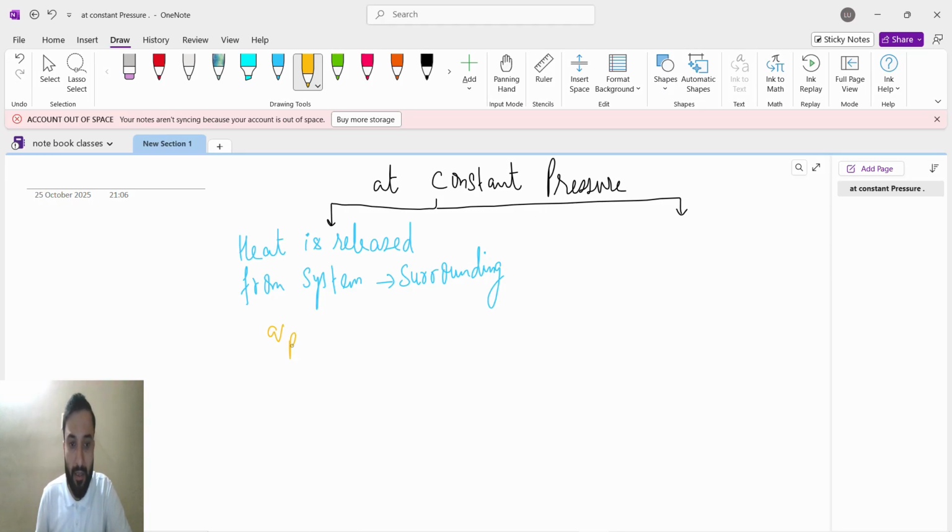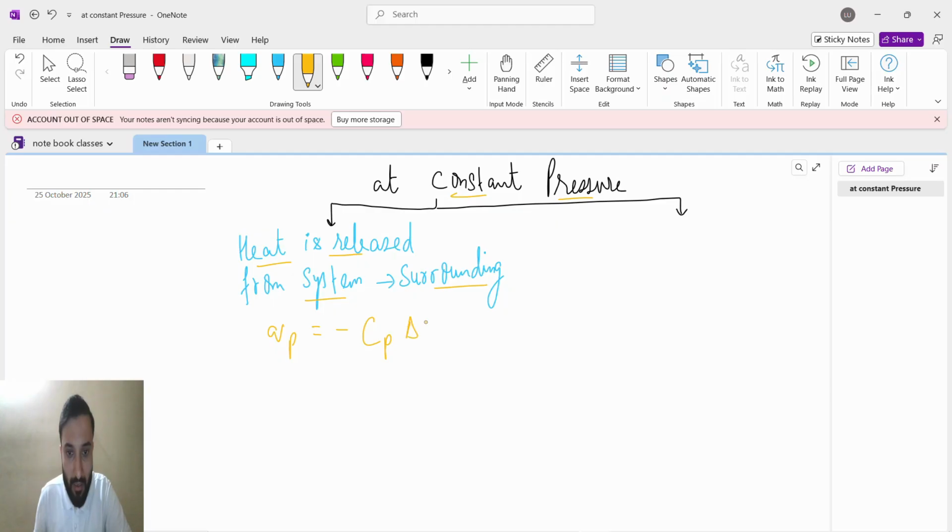Heat we will find Qp. Why? Because at constant pressure, heat is released from system to surrounding at constant pressure. So Qp. So guys, heat is releasing means exothermic. So exothermic means negative.